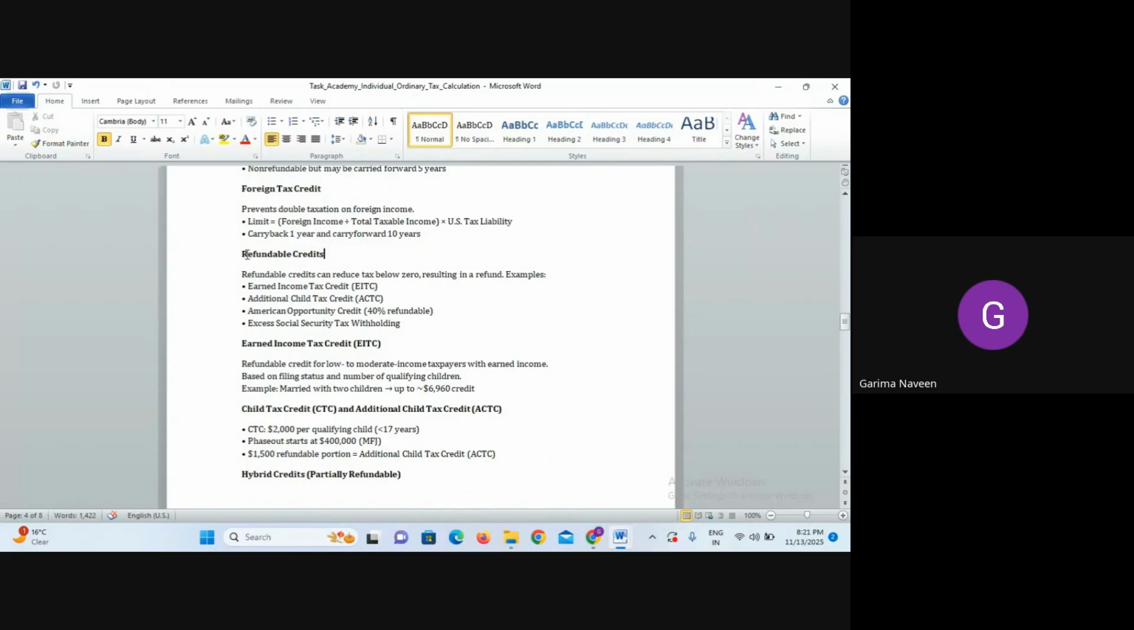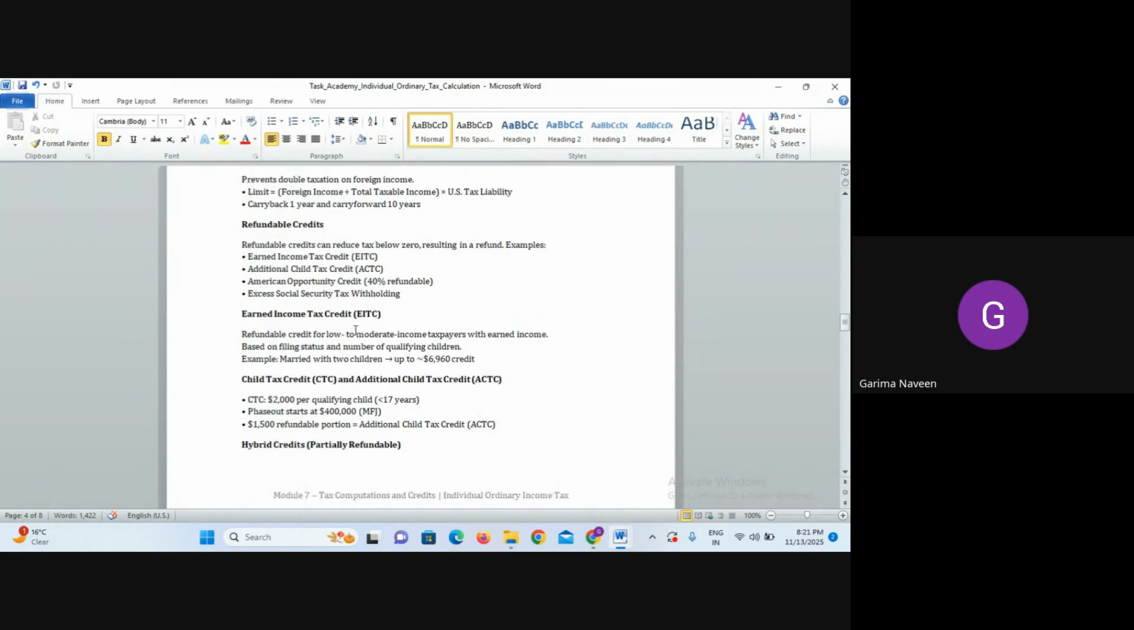Next is refundable credits. Refundable credits means the credits which can reduce your tax liability below zero, meaning they will lead to a refund if you have an excess of credits. For example, your earned income tax credit.